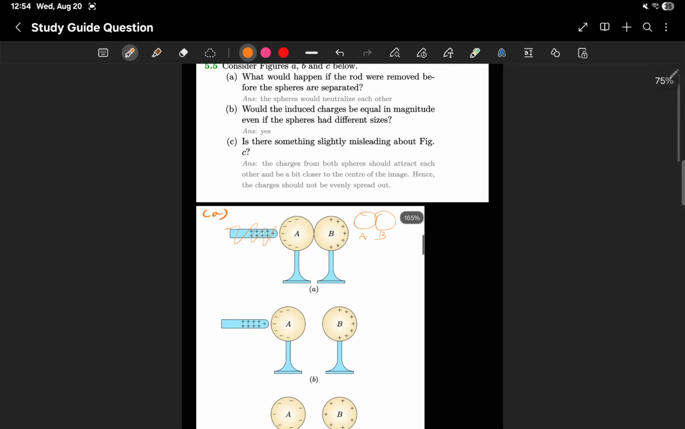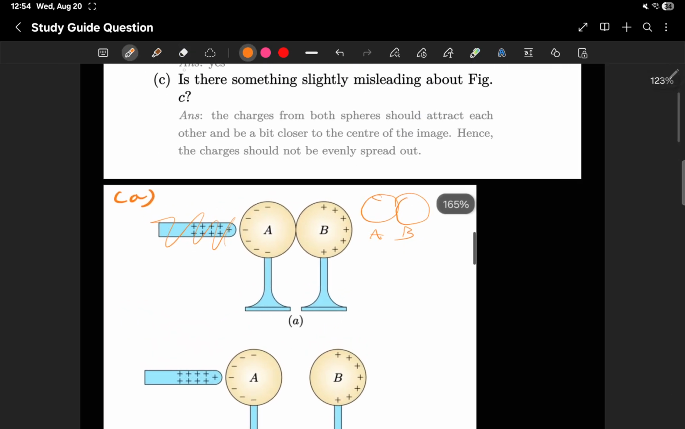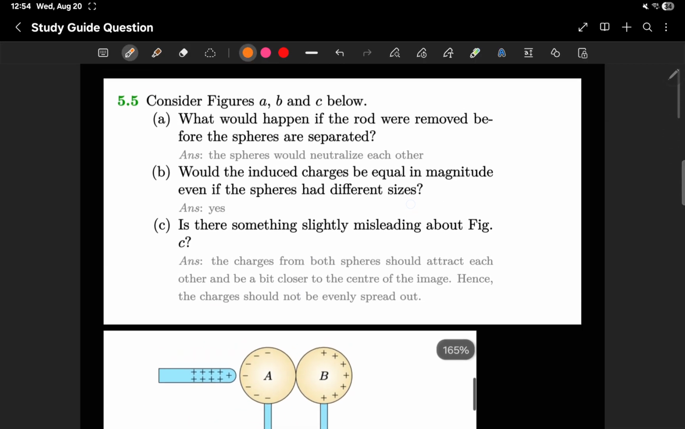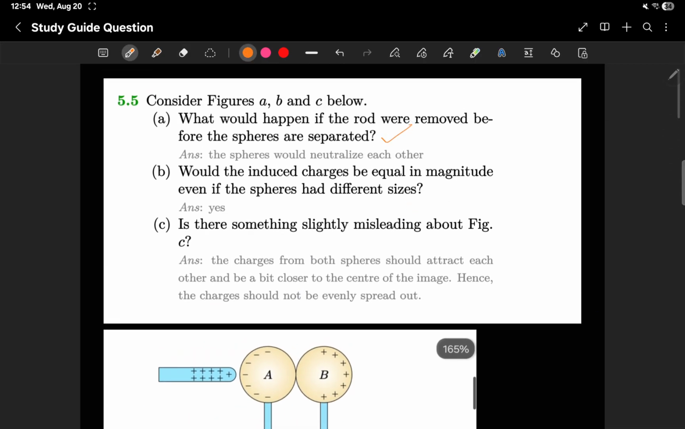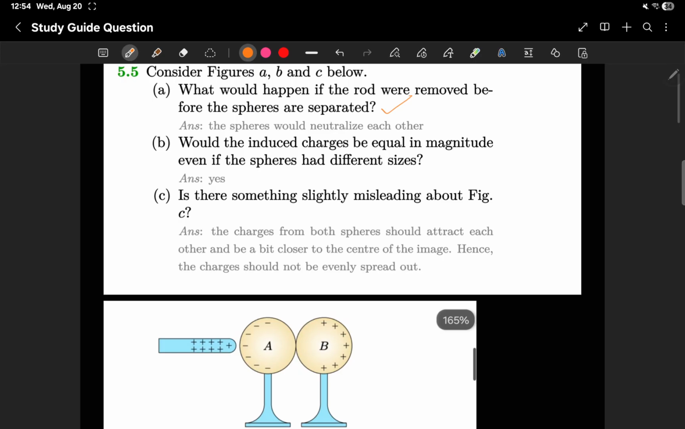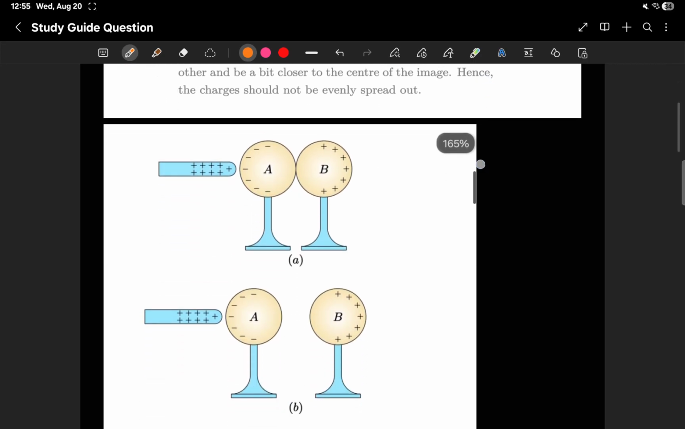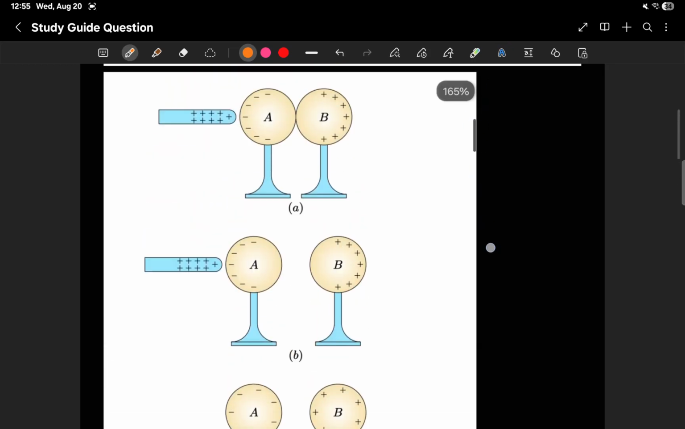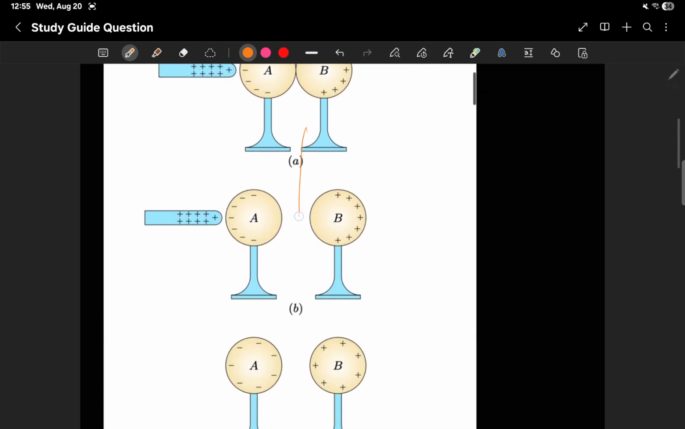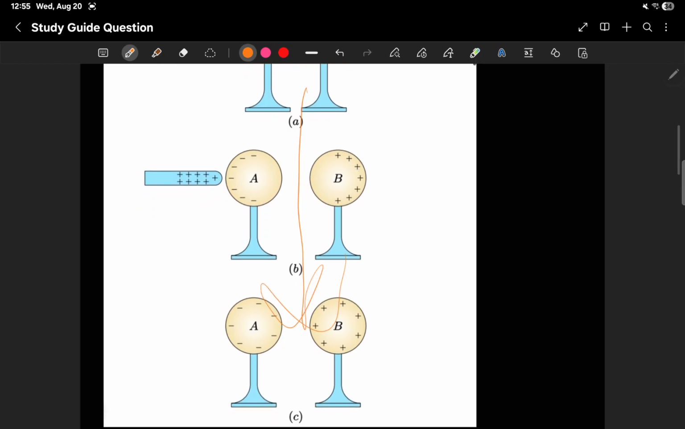So yeah, the spheres would neutralize each other as they show there. So that was part A. Part B said, would the induced charges be equal in magnitude if the spheres had different sizes? So basically, yeah, we go through the entire process. I've showed this to you in a previous video. It's called charging by induction.